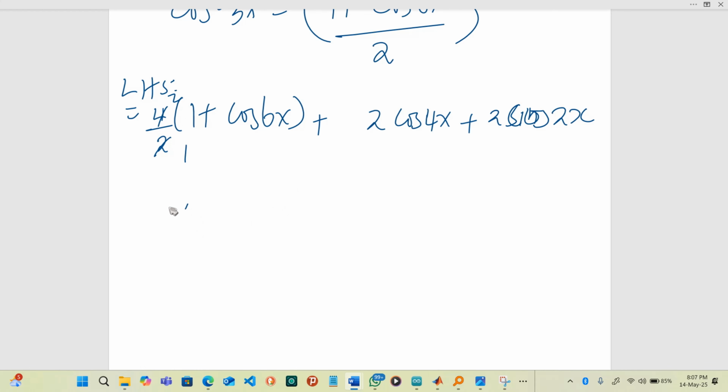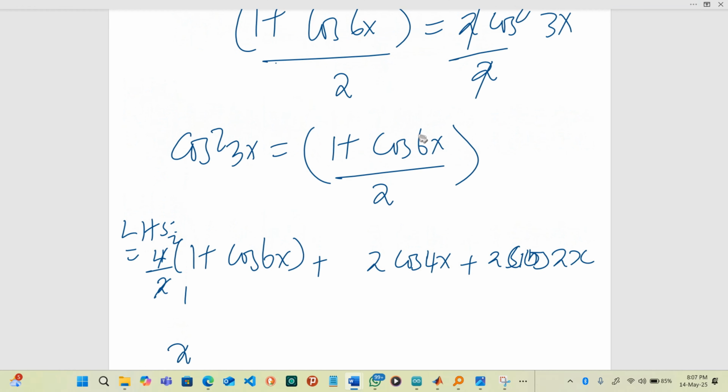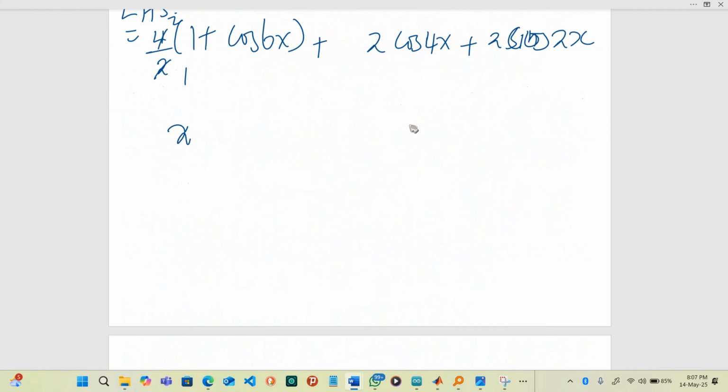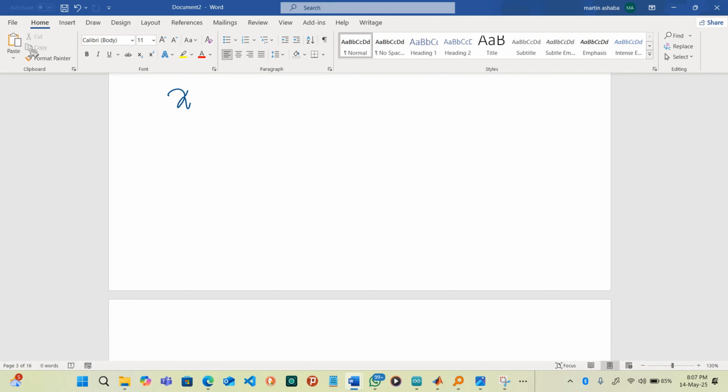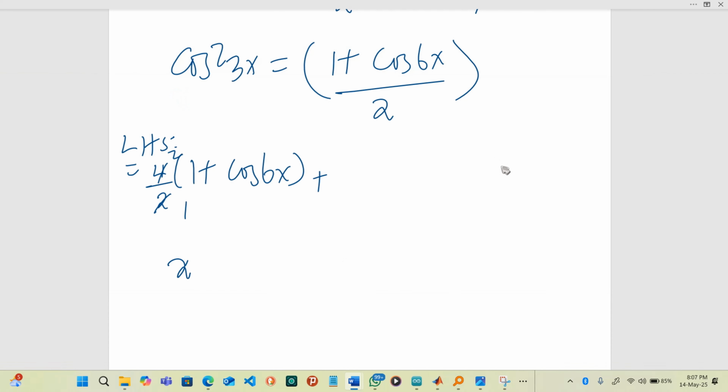So I'll have 2. Remember, the left hand side had a negative 1, so we are going to just subtract that negative 1. So we are going to subtract this negative 1 here. So I'll have 2 cos 4x plus 2 cos 2x minus 1. That is the left hand side.